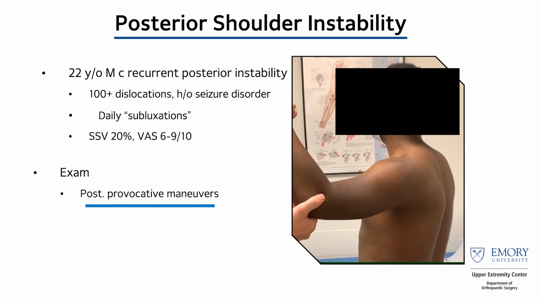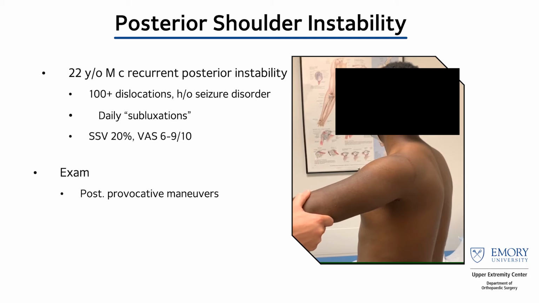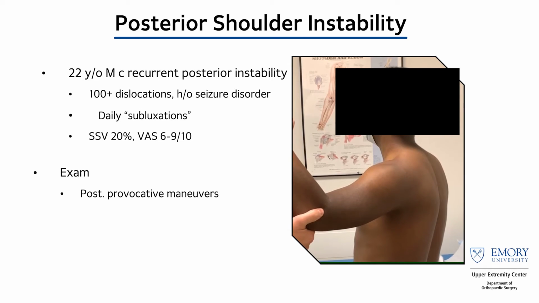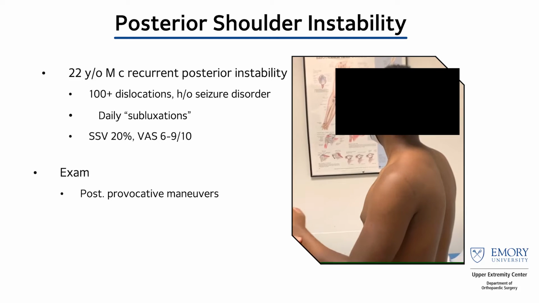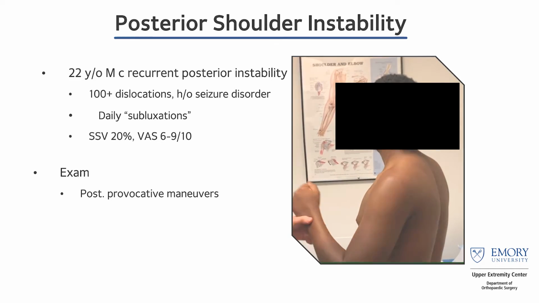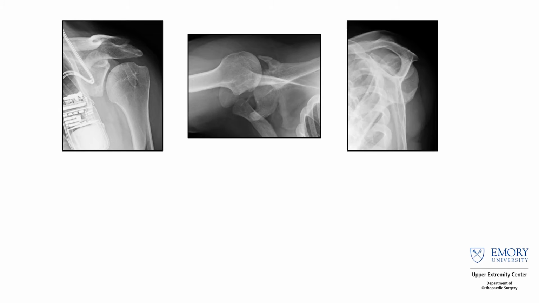So you can see I'm doing a posterior provocative maneuver, and you can see his shoulder subluxing in and out of the joint here. His shoulder motion is obviously very limited, and you can see how limited he is in his overall function. So static x-rays, you can see AP, or the Grashey, looks pretty normal. The scapula Y looks pretty normal.